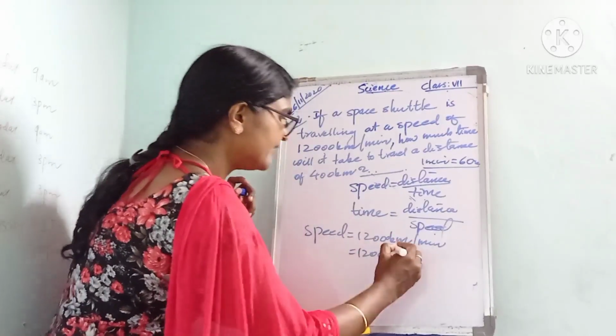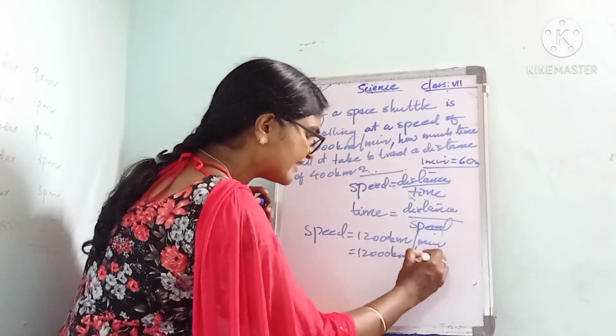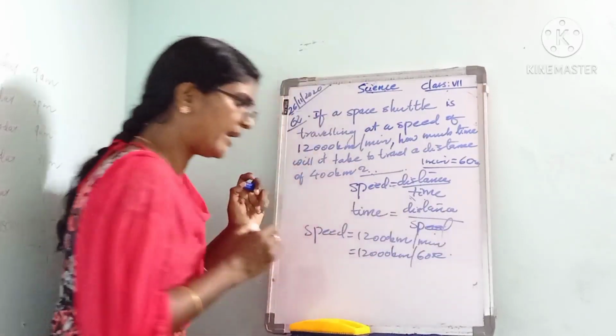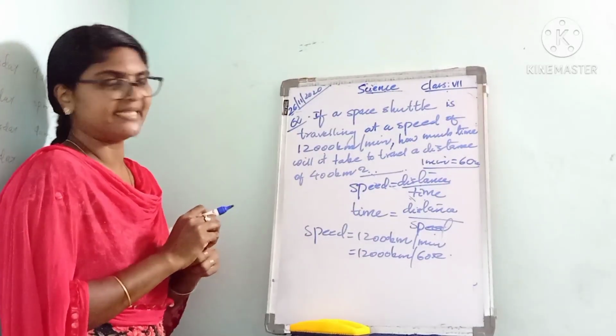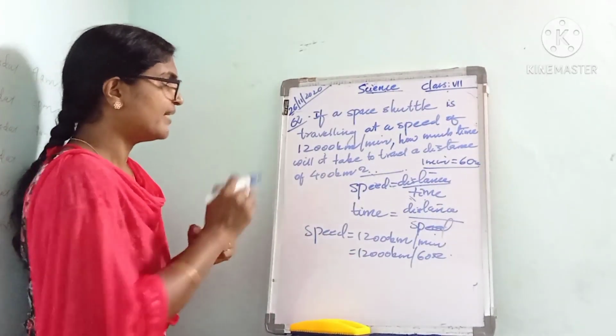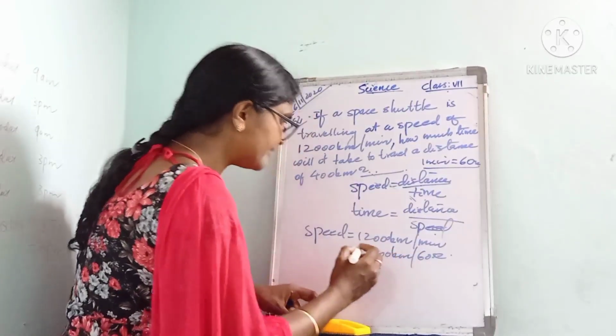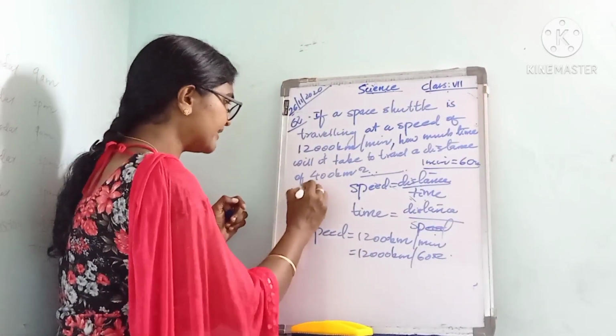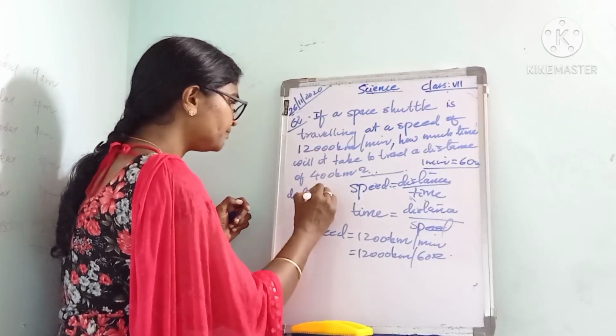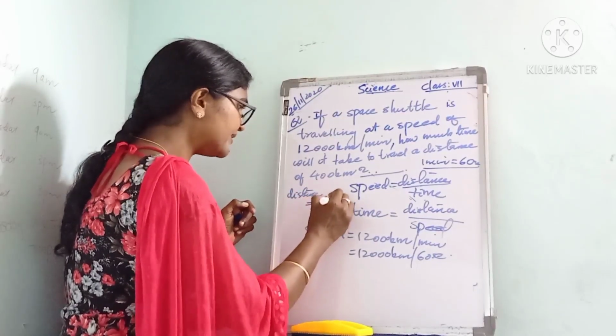Okay, 12,000 kilometer per 60 seconds. Okay, 12,000 kilometer per 60,000. That is actually the speed. Then the distance is actually, what is distance? 400 kilometer. Distance is equal to 400 kilometer.